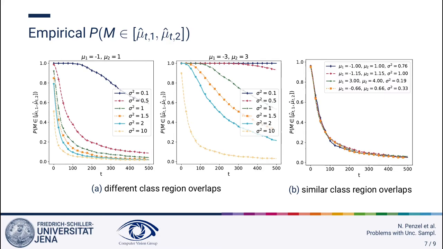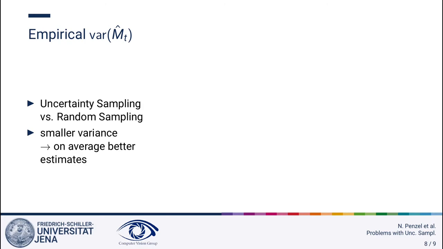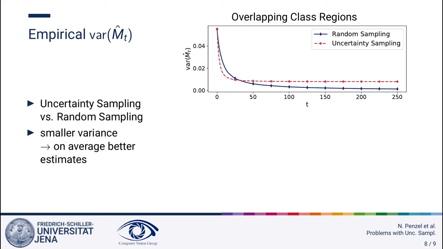To further analyze and compare the performance of uncertainty sampling versus random sampling, we look at the empirical variance of the decision boundary estimator. A smaller variance means on average better estimates. In the case of overlapping class regions, we can see that random sampling converges towards zero because it is consistent, and for t towards infinity, we actually learn the optimum decision boundary, stochastically speaking. Uncertainty sampling in this case converges faster in the first time steps but towards a higher variance, meaning that in the end, after a certain number of time steps, we get worse estimates.